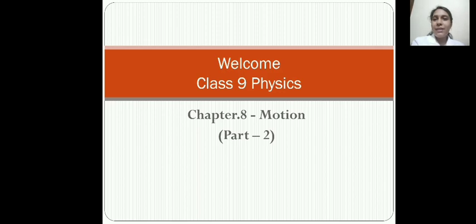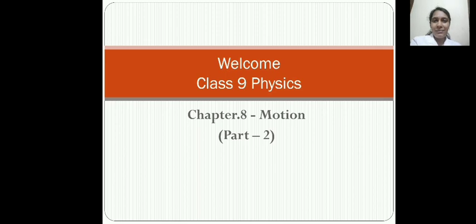Children, in the previous class we have gone through two important physical quantities, that is distance and displacement. These two quantities are very important to describe motion. We also discussed the major difference between distance and displacement. We need to know some more characteristic features of distance and displacement that help us to distinguish between the two.